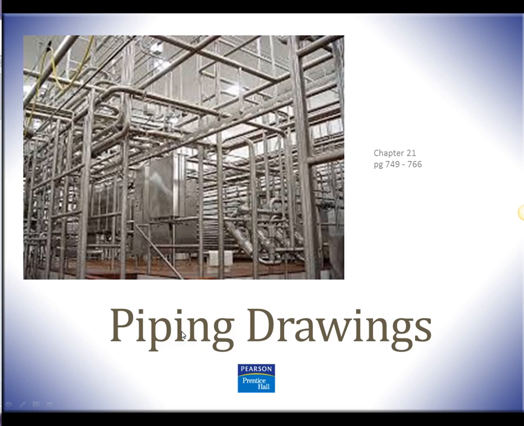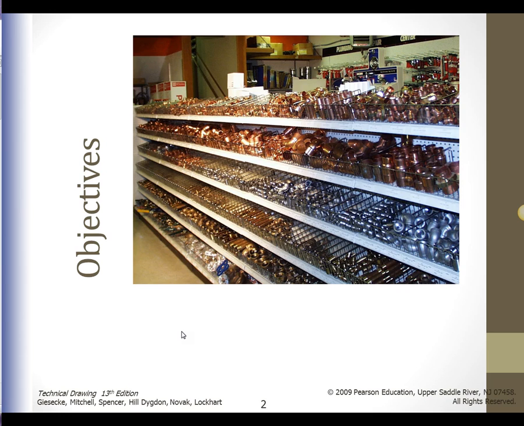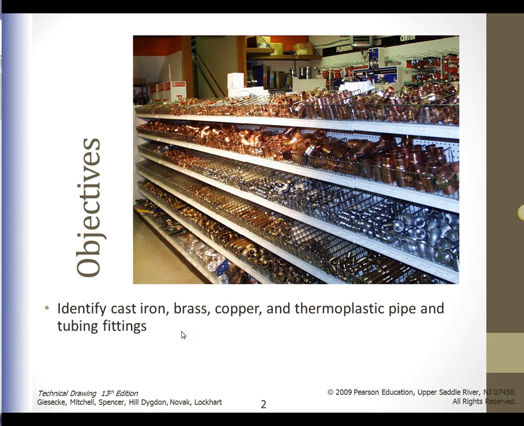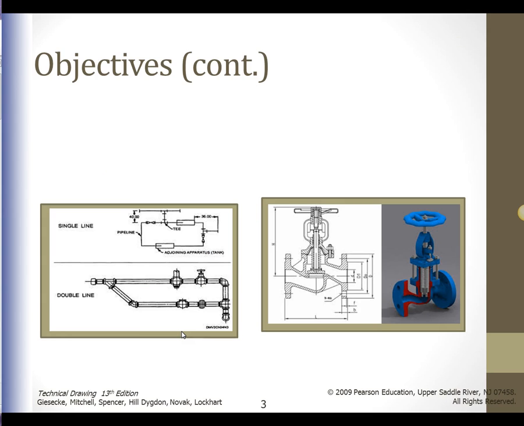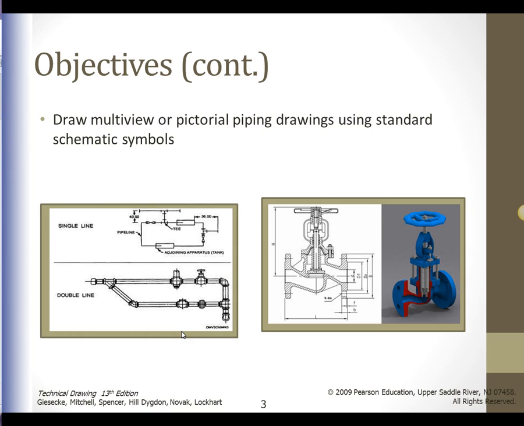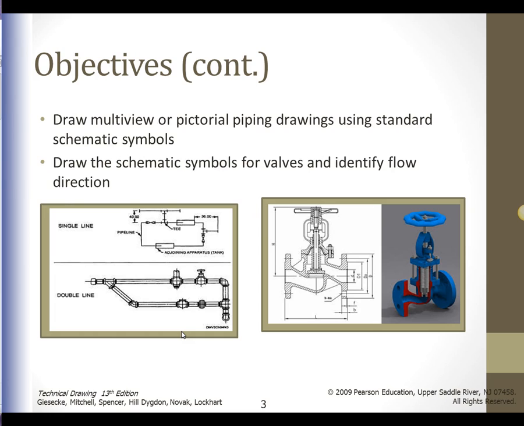Now, the objectives for the class are the following: identify cast brass, copper, and thermoplastic pipe and tube fittings. Draw and label common pipes using the ANSI standards and the ASME design standards. Drawings can be made up of two types of symbols. They can be drawn in pictorial view, which is a multi-view, and they're drawn using the schematic symbols for valves and to identify flow direction.